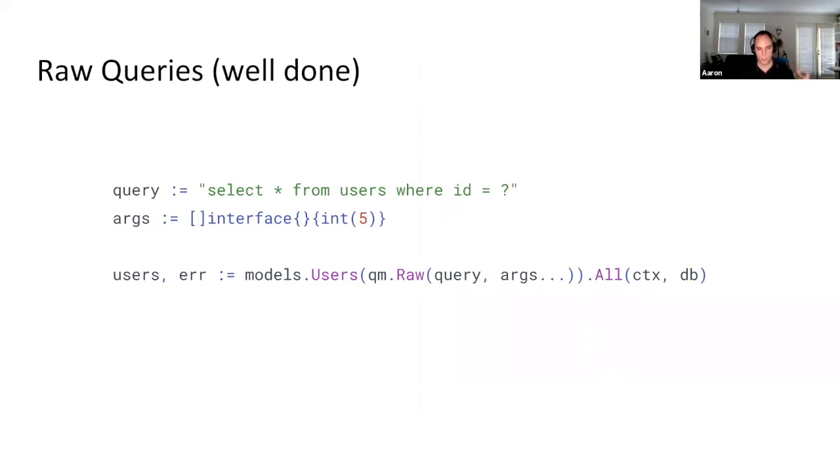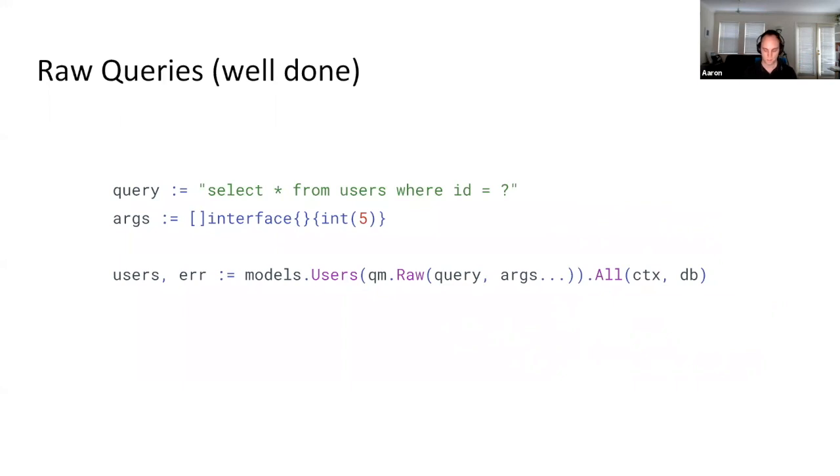So we're going to start with the most SQLBoiler looking one, the most well done one, as I put it. We have a query here. We have some arguments. And the way we do a raw query in this sense, we're going to say models.users. We're creating a users query just like before. And we're going to pass in qm.raw, which says, I don't care about your query building, just use this. But still I'm returning users. And still I'm using the .all helper. So I don't have to do anything past that. This is a raw query and it'll just bind to users for me.